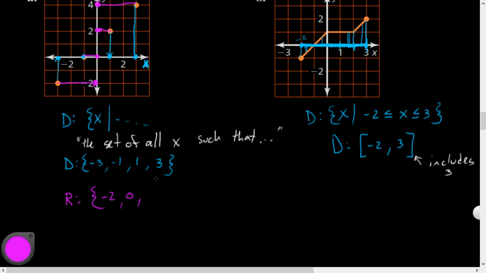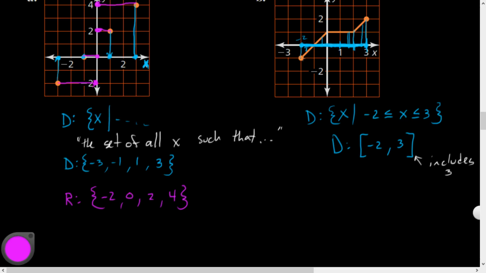What's the next one? For the y-axis, it hits at 2 and 4. Right? So those are the possible outputs. So here's the possible inputs, possible outputs.